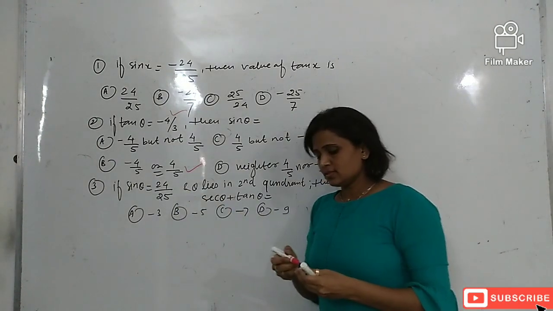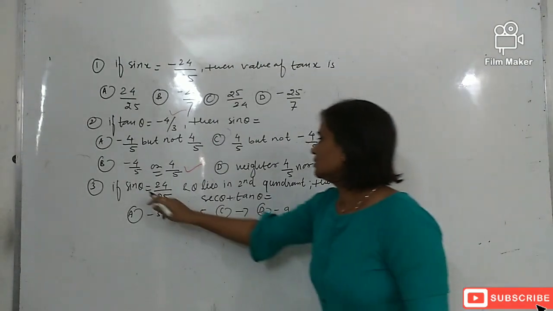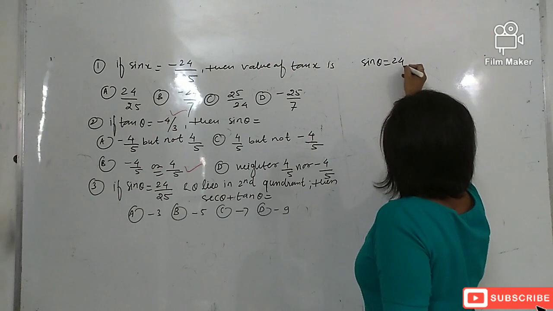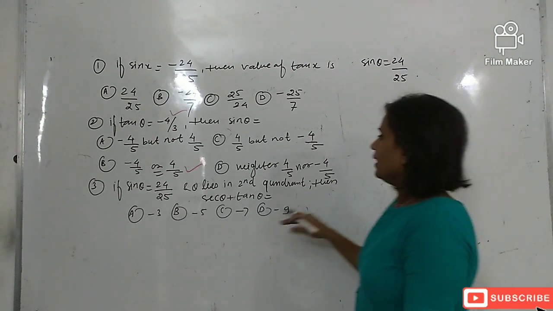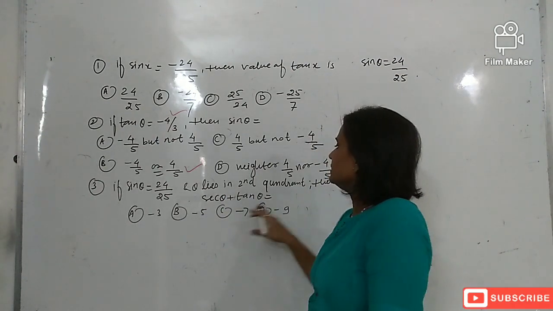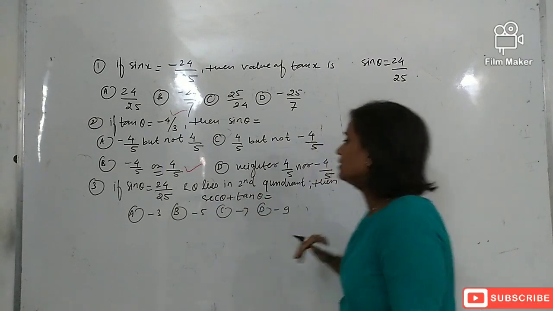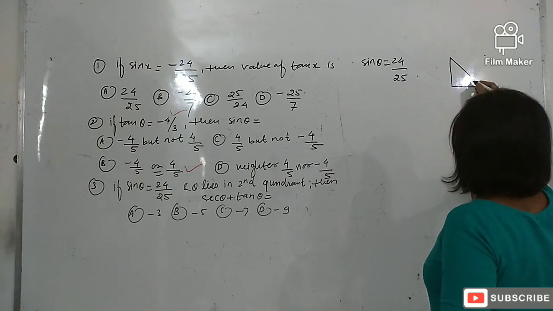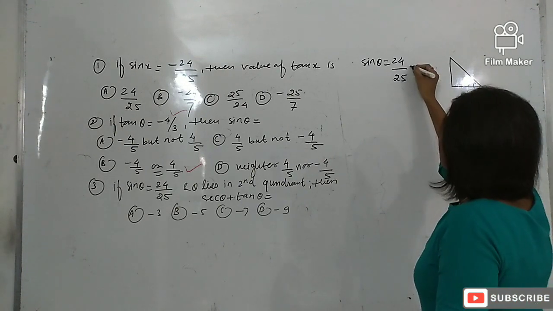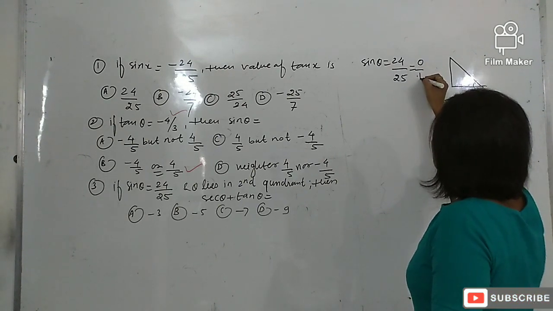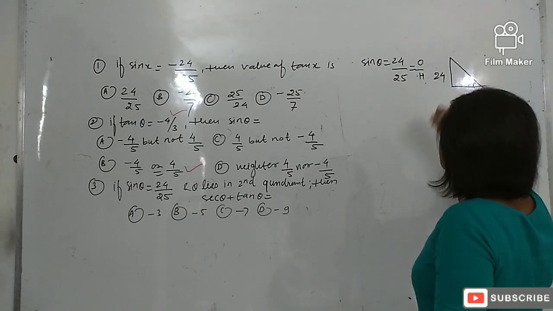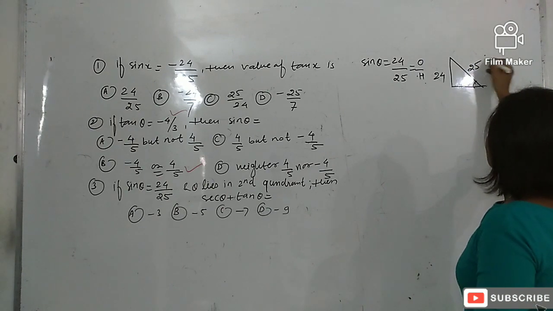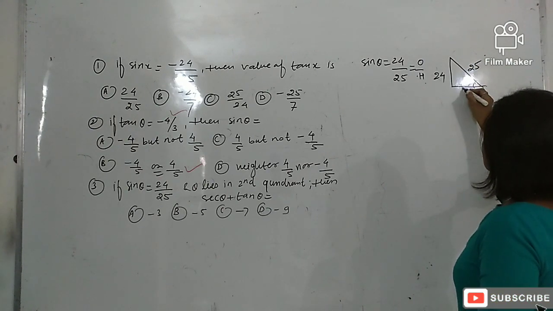And next question is sin theta is equal to 24 by 25 and theta lies in the second quadrant, then find sec theta plus tan theta. Okay. So again draw a right angle triangle and suppose this is your theta. Sin theta means opposite upon hypotenuse. So opposite side value is 24 and hypotenuse value is 25. So make the calculation for this third side.